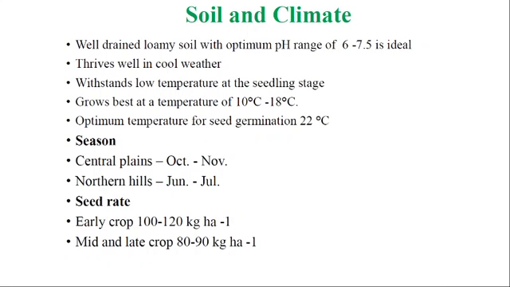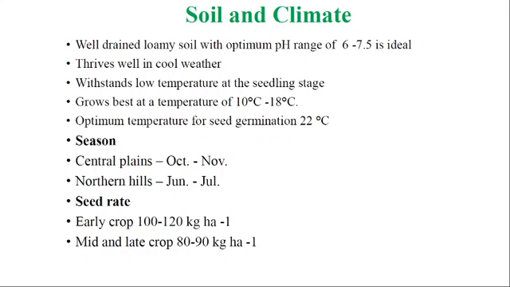The next point is the soil and climate required for the pea. Well-drained loamy soil with an optimum pH of 6 to 7.5 is ideal for the pea vegetable. It thrives well in cool weather. Generally, in cool weather they grow well, withstand low temperature at the seedling stage, and grow best at a temperature of 10 to 18 degrees centigrade. The optimum temperature for seed germination is 22 degrees centigrade. For the growth of the plant, the temperature is from 10 to 22 degrees centigrade.